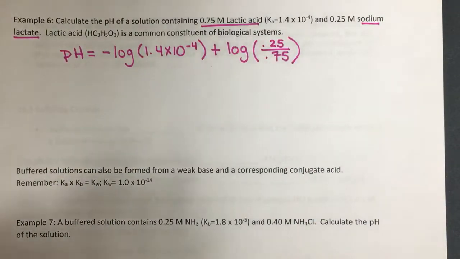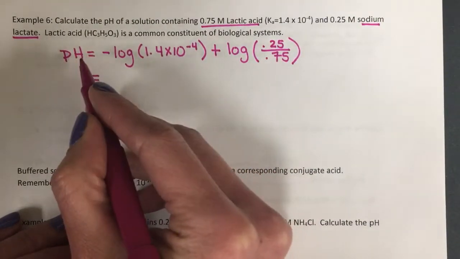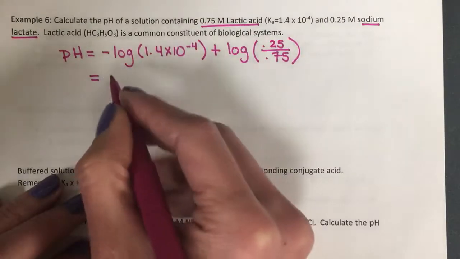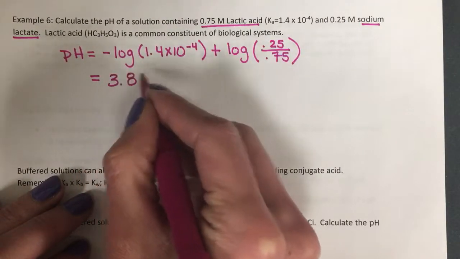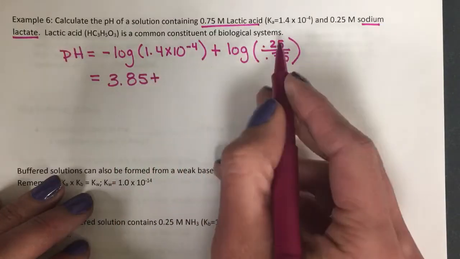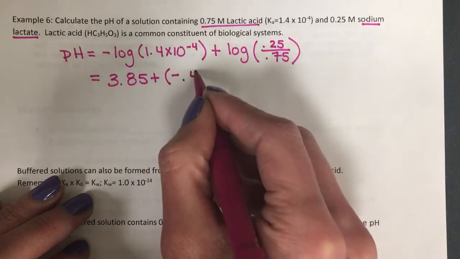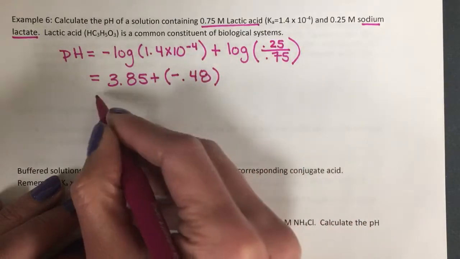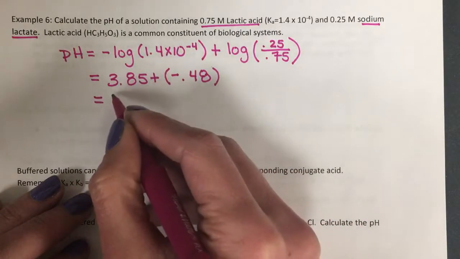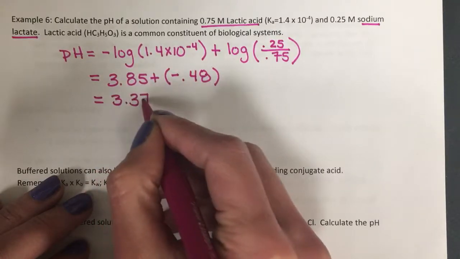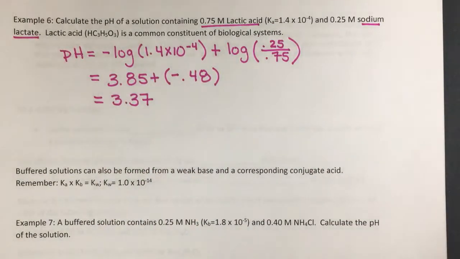So when I plug this into my calculator, I get the pH is equal to 3.85 plus, this is going to come out to be negative 0.48. So when I calculate my pH, the pH is going to be 3.37. No ice table, not a lot of work, no problem. Okay? Now I can still use the Henderson-Hasselbalch equation if I'm given the Kb.